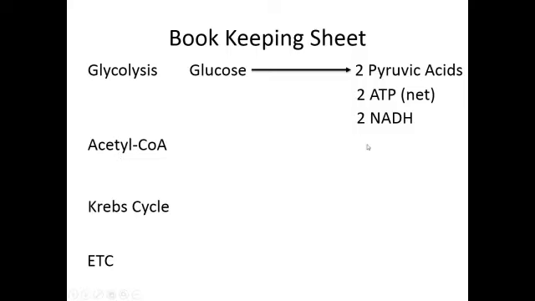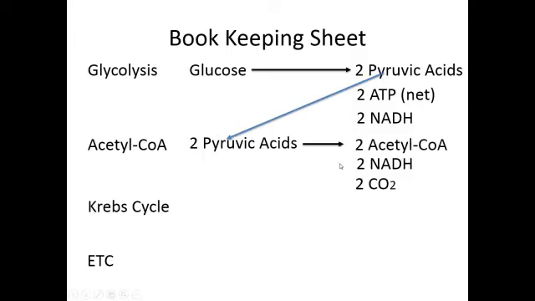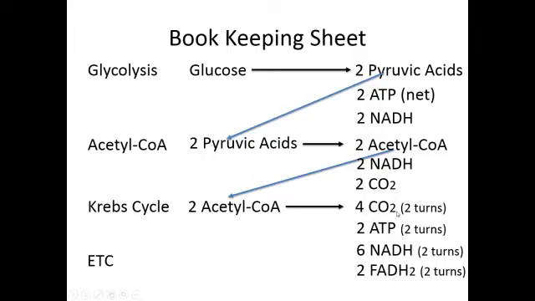So the pyruvic acids go into acetyl-CoA formation, and they came from glycolysis, and we make 2 acetyl-CoAs, 2 NADHs, and 2 CO2s. Now these 2 NADHs are going to go into the Krebs cycle, and from that we're going to get 4 CO2s, that's per turn. We have 2 acetyl-CoAs, each one has a turn through the Krebs cycle, so we get 4 CO2s, 2 ATPs, 6 NADHs, and 2 FADH2s.